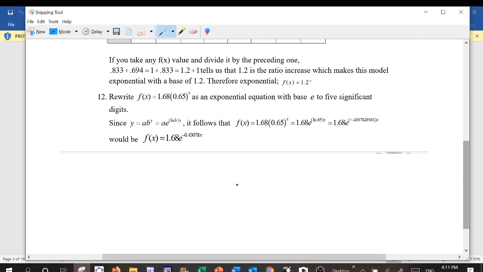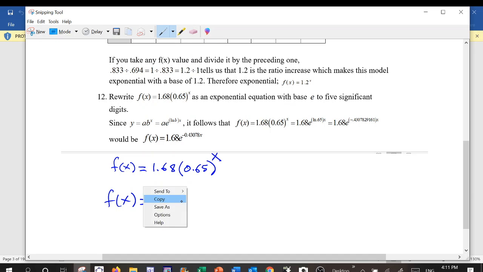So what we want to do is take this 1.68 times 0.65 to the x, and write it as something like a, and then e to some power. We don't know what that power is, right? But we already know, we talked about this.